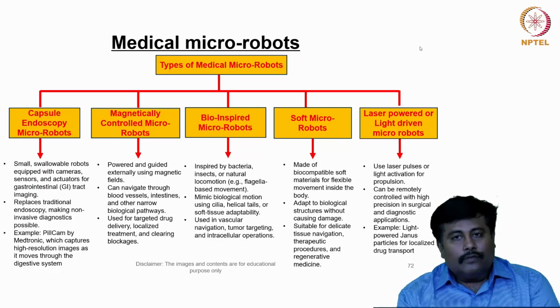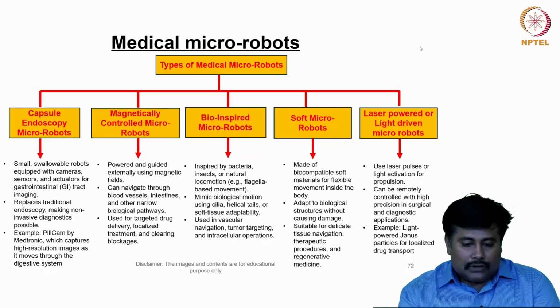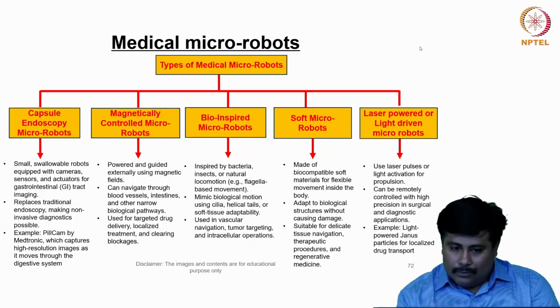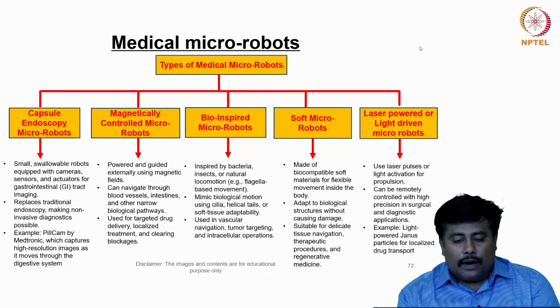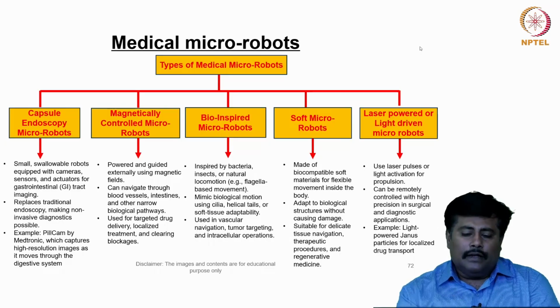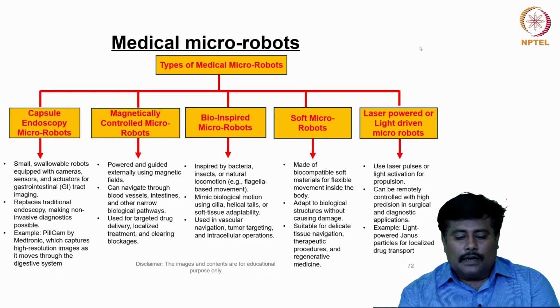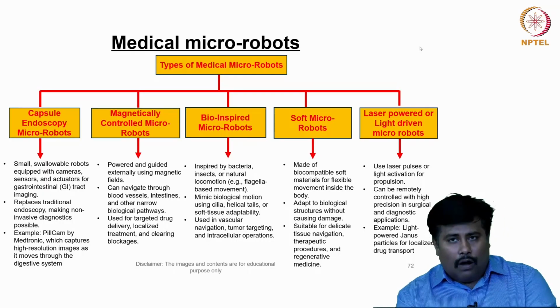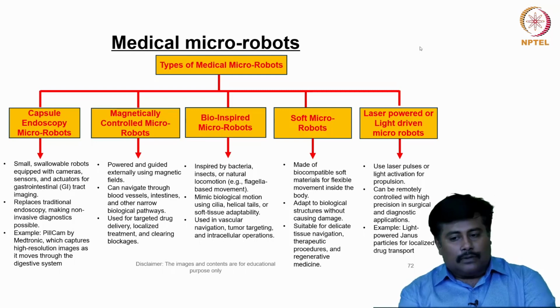Next, when we talk about bio-inspired micro robots, these are inspired by bacteria, insects, or natural locomotion, for example flagella based movement. These mimic biological motion, using cilia or helical tails or soft tissue adaptability. It is ideally used in vascular navigation, in tumor targeting and intraocular operations. So these are some of the applications of bio-inspired micro robots.